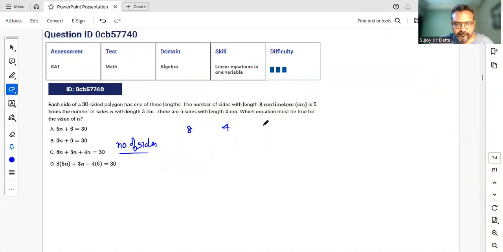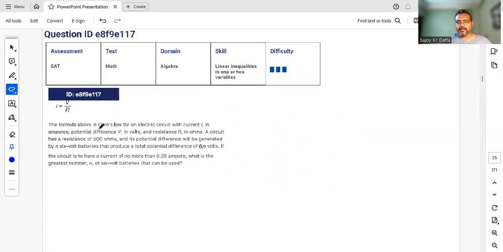Now it says the number of sides with length 8 centimeters is 5 times the number of sides n of length 3. So the number of sides of length 8 is 5n. And they're saying that there are 6 sides with length 4. We know that there are 30 sides in all. So 5n plus 6 plus n is 30. Basically, 6n plus 6 is 30. So that is option B. Next.